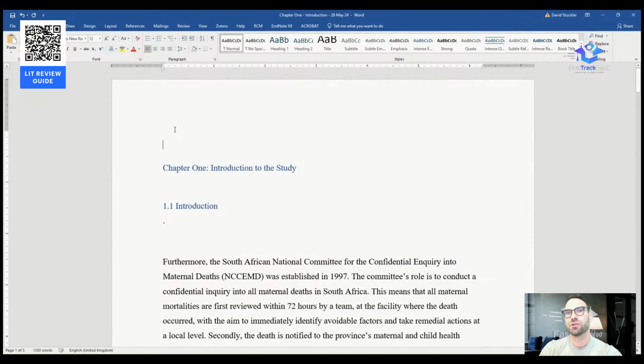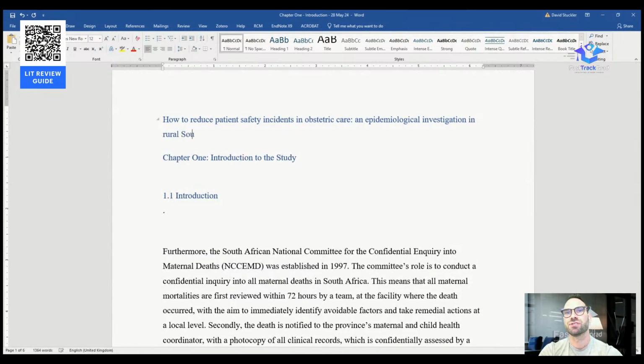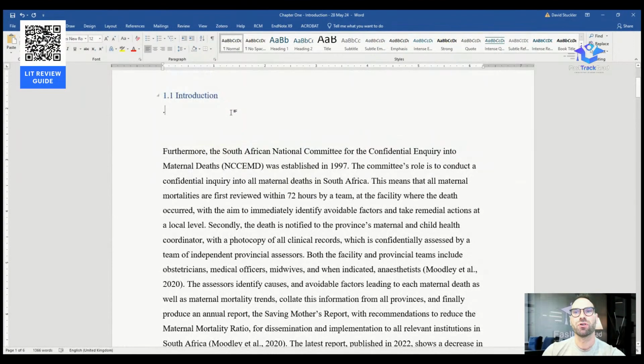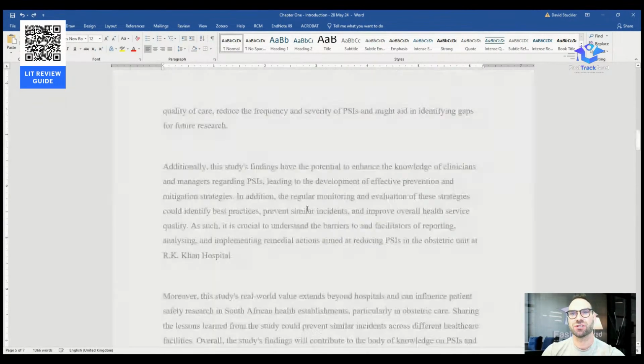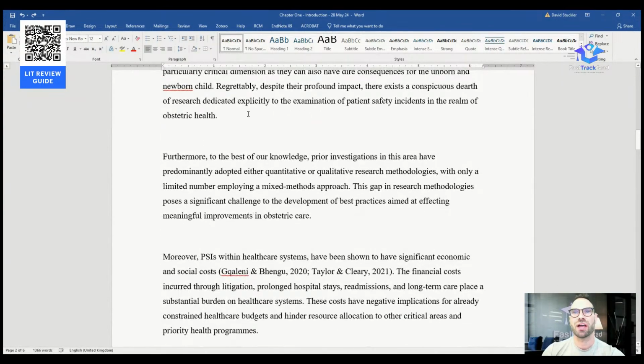You need a title. So I think, let's say title. Let me give you a working title. So how to reduce patient safety incidents in obstetric care. An epidemiological, I can't spell, investigation in rural South Africa. Something like that. And then what do we need to do? We need to get the gap right up here. And I think I actually didn't delete enough. Here we go. So I want to remove everything and start with just your gap. Let's start with the gap.